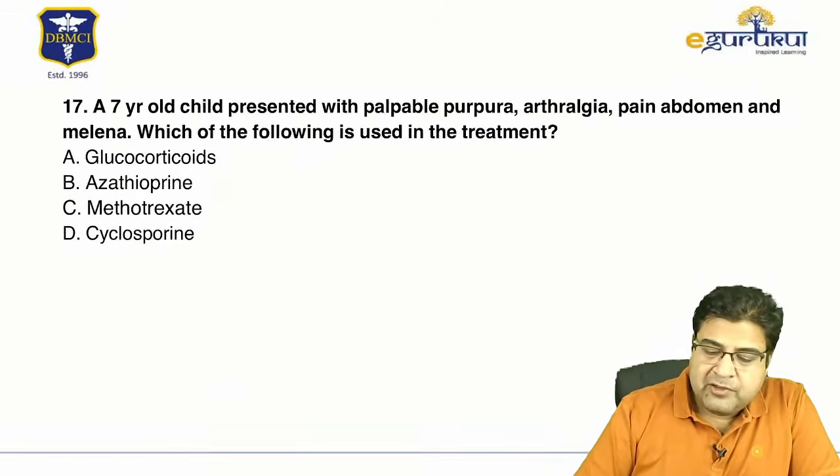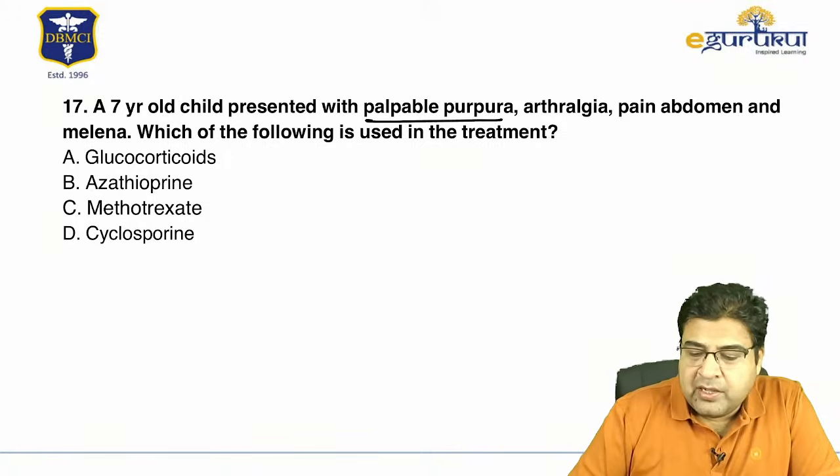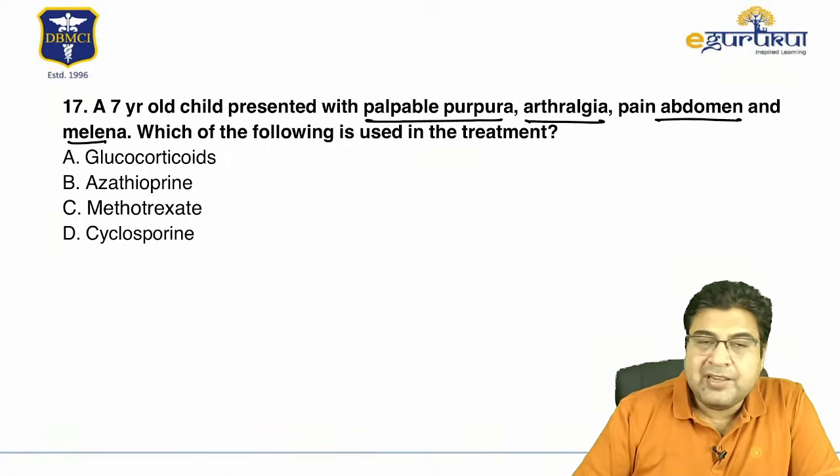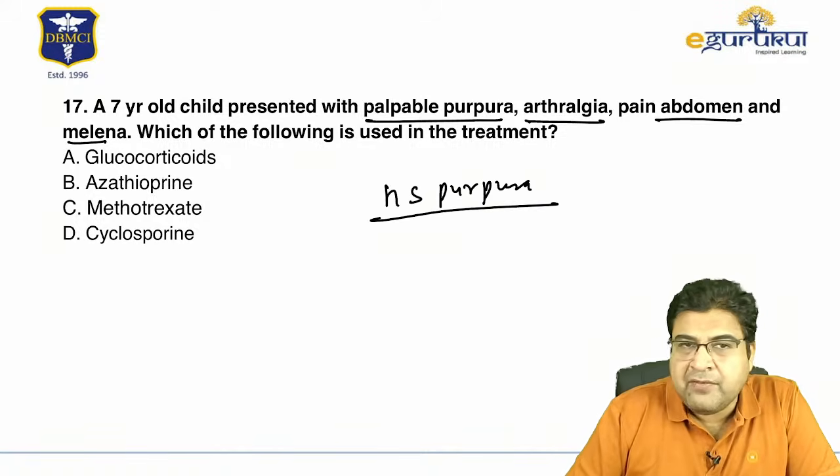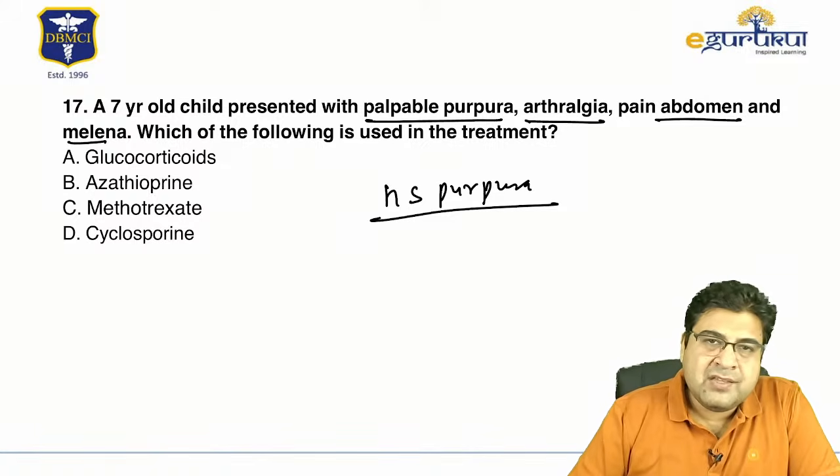Question number 17, patient has got a palpable purpura, arthralgia, pain in abdomen and melena. So patient is suffering from HS purpura. Clear-cut diagnosis they have given, clear-cut symptoms they have given. They're asking which drug is given.